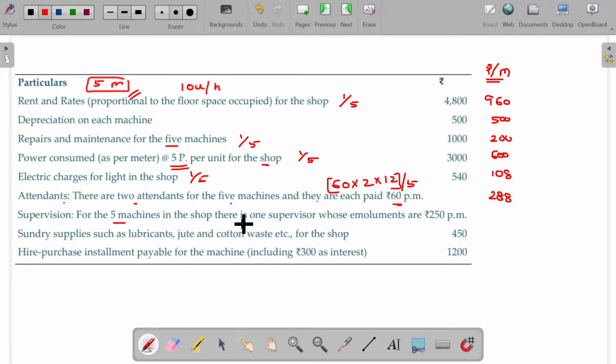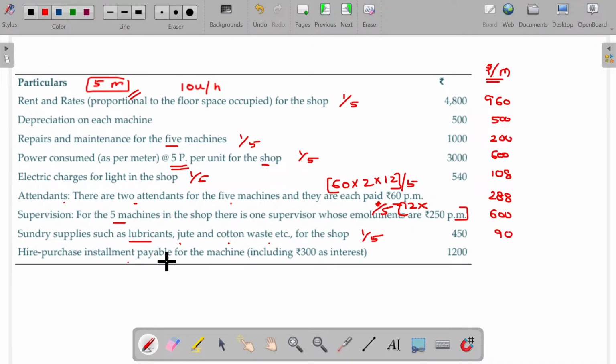Supervision. For 5 machines in the shop, there is 1 supervisor whose emoluments are 250. So into 12 months. Divide this by 5. You got the value, 600. Sundry supplies such as lubricants, jute, cotton waste for the shop. For the shop means for all the 5 machines put together. Per machine, it costs us 90.